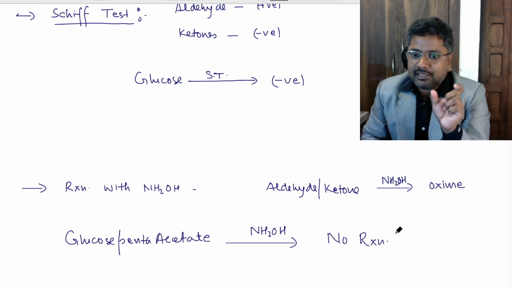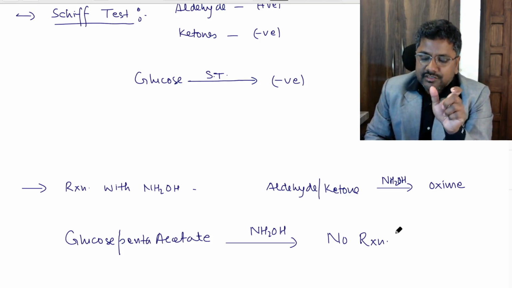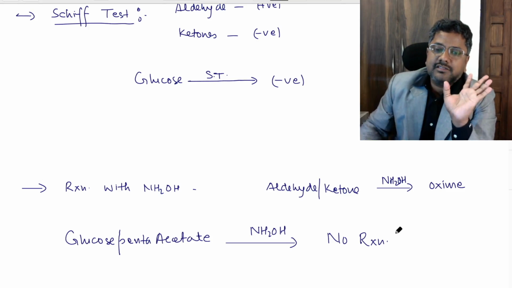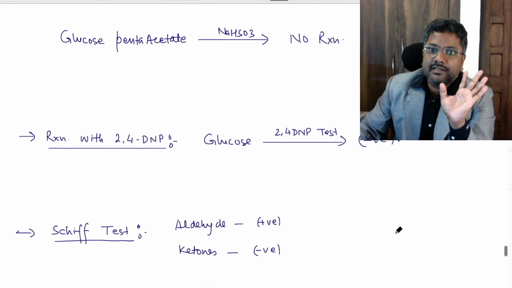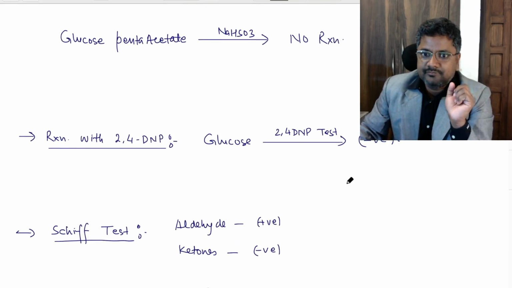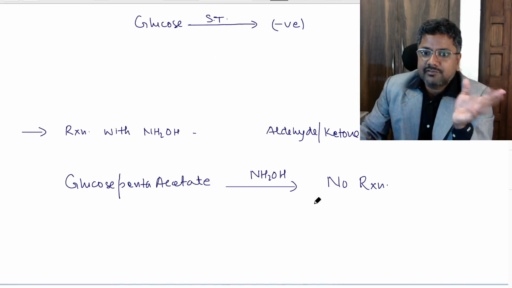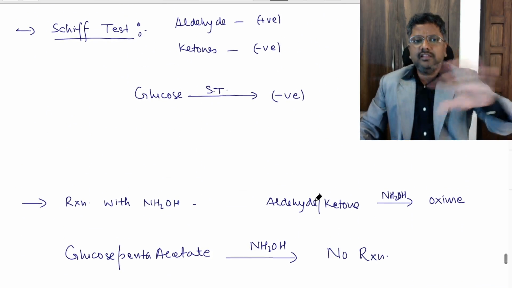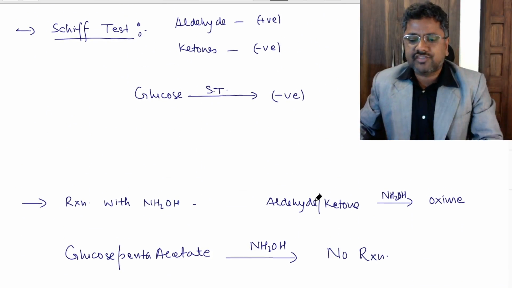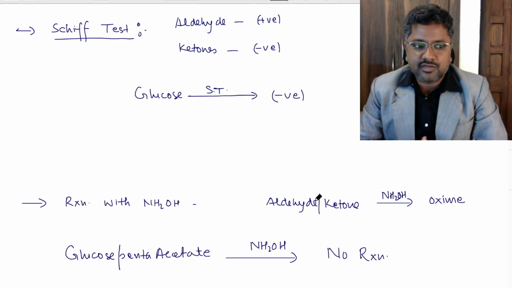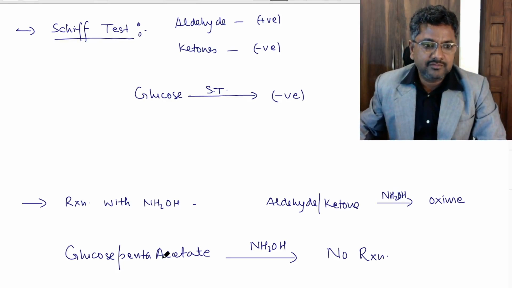Because if you take glucose, simply glucose, then this will react with NH2OH, no problem. This will react with this NaHSO3, right? But pentaacetate, this will not react. So all these observations suggest that there is some problem with this structure. There is some problem with this structure, right?